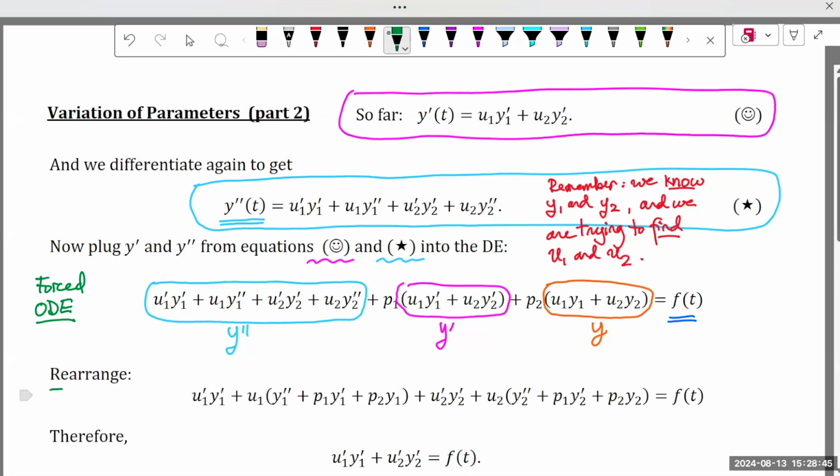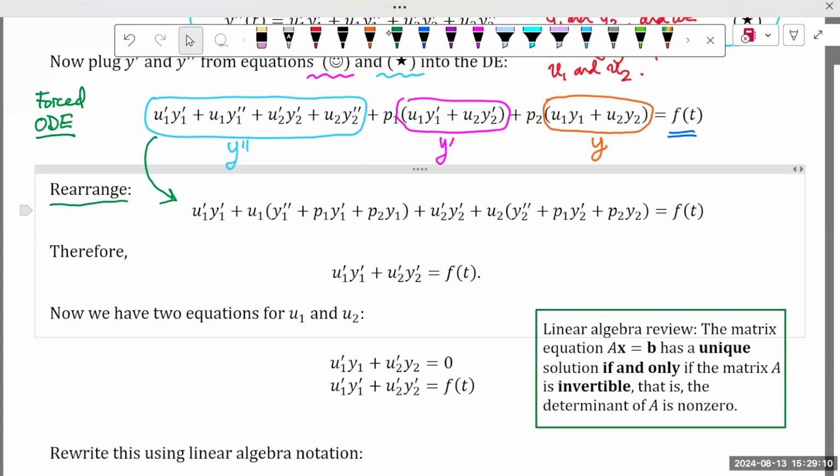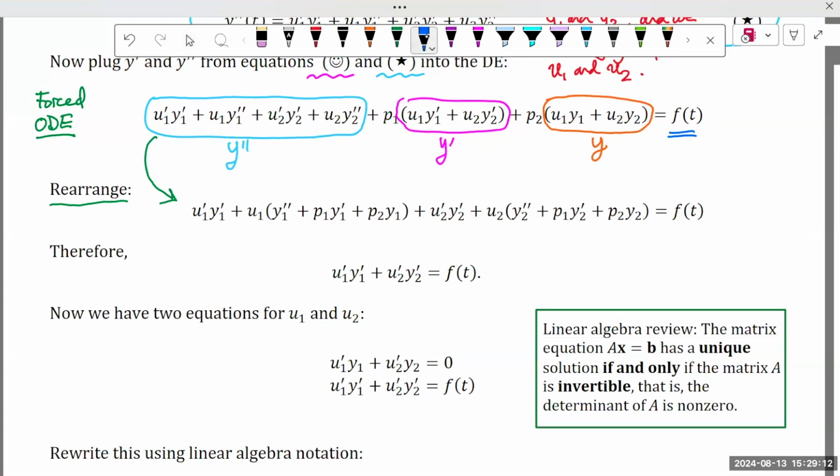At this point, we are going to rearrange some of these terms to see what we can simplify. This particular rearrangement is quite useful for us. Why? Do you recognize what we can do with these? Remember that since y1 and y2 are basis functions of the homogeneous solution space, then when you plug those into the ODE, you get 0.